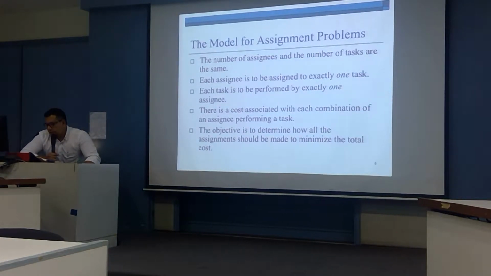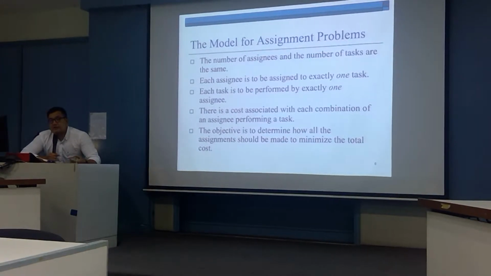But in our class, I'm gonna use the example of assigning people to do the project. So this is the requirement for doing the model for the assignment problem. Right? First thing is that the number of assignees or number of people and the number of jobs or tasks have to be equal. So this is the first assumption. If it's unequal, it's going to be a special case.